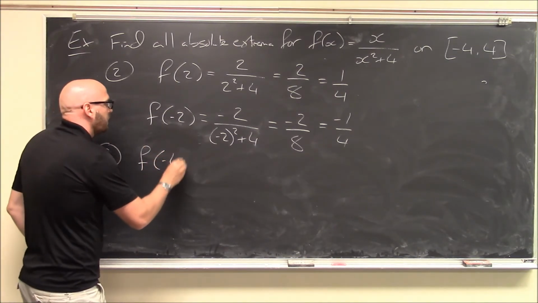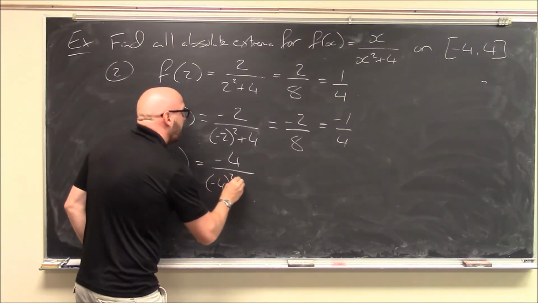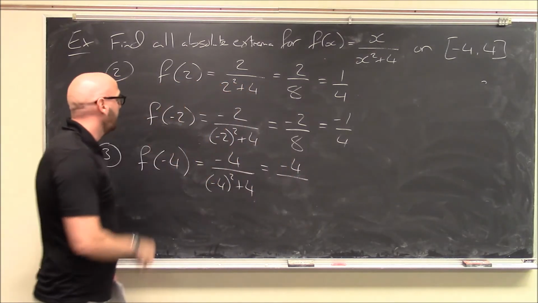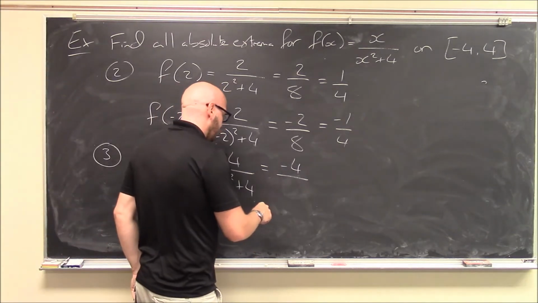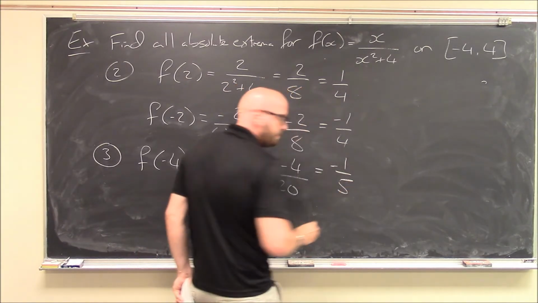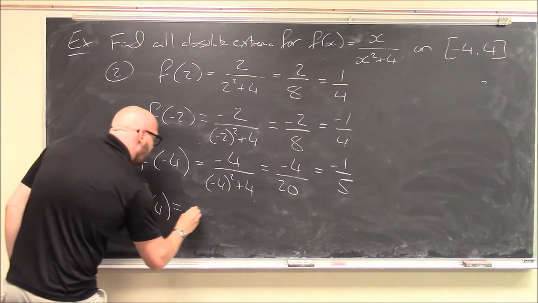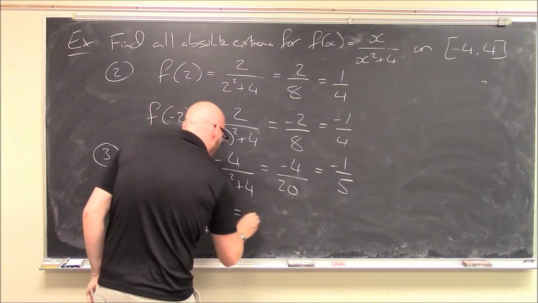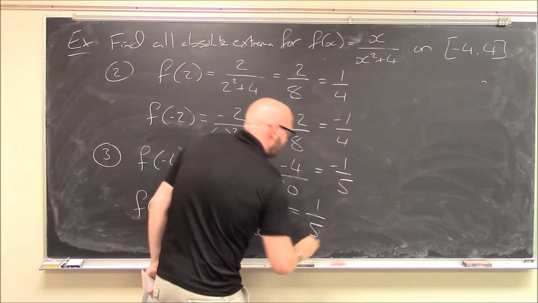F of minus 4 is minus 4 over minus 4 squared plus 4. That's minus 4 over what? 16 plus 4 is 20, is minus 1/5. And last but not least, f of positive 4 is positive 4 over 4 squared plus 4. That's 4 over 20 is positive 1/5.